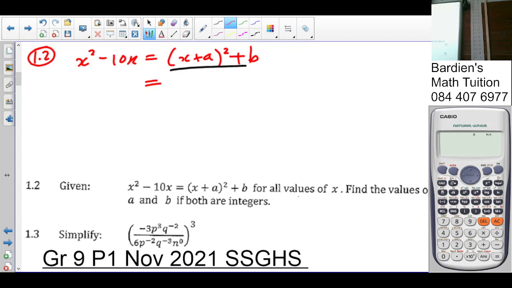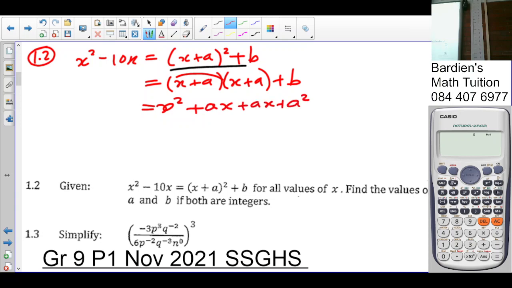So I write that out twice. It's going to be x plus a times x plus a, plus b. Now we multiply it out. I get x squared plus ax plus ax plus a squared plus b. Like terms give x squared plus 2ax plus a squared plus b. It's equal to x squared minus 10x.